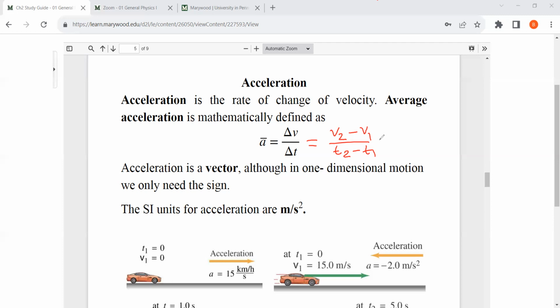So you know that the unit for velocity is meter per second and the unit for time is second. So meter per second and another second in the denominator, so altogether it is meter per second square. So we have 2 seconds here. The standard international unit for acceleration is meter per second square.